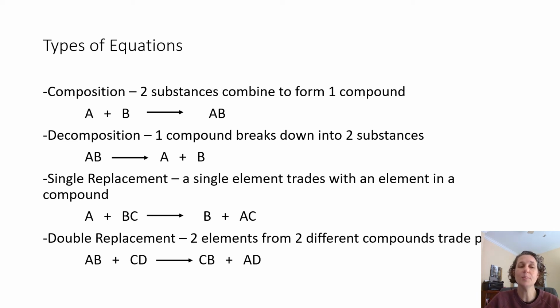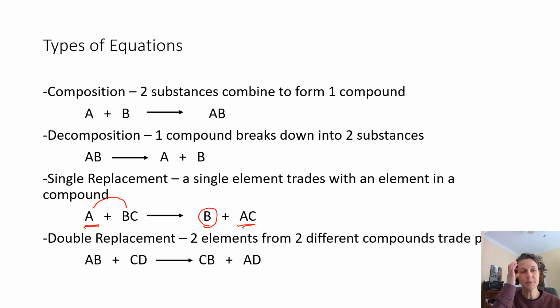Decomposition is the exact opposite. One big compound breaks down into 2 smaller compounds. So AB breaks down into A plus B. Now the replacement equations. So single replacement, I will have a single element, that's this A, and it's going to trade places with something in the compound, in this case the B. So they just flip-flop, and so you will end up with the B by itself over here, and the A gets to be in the compound.